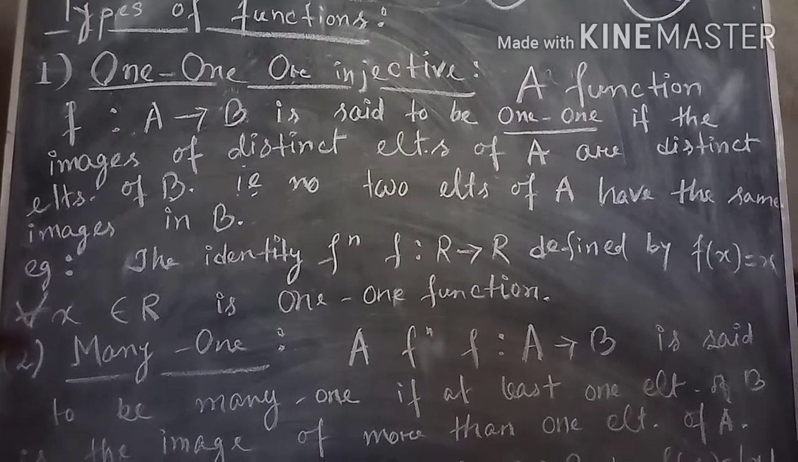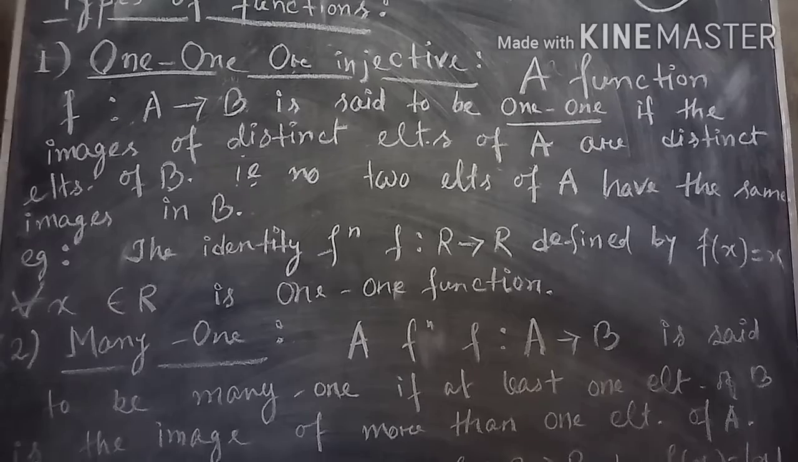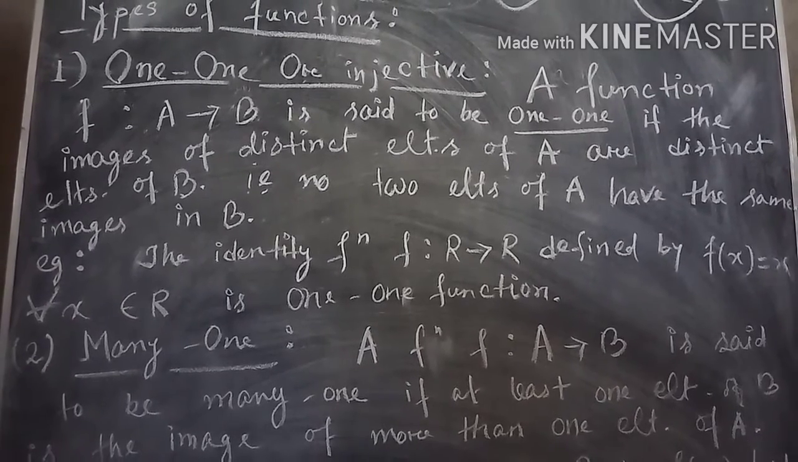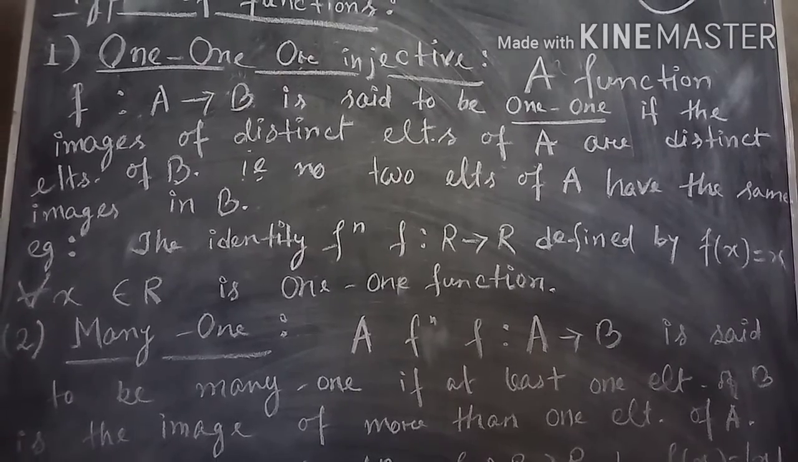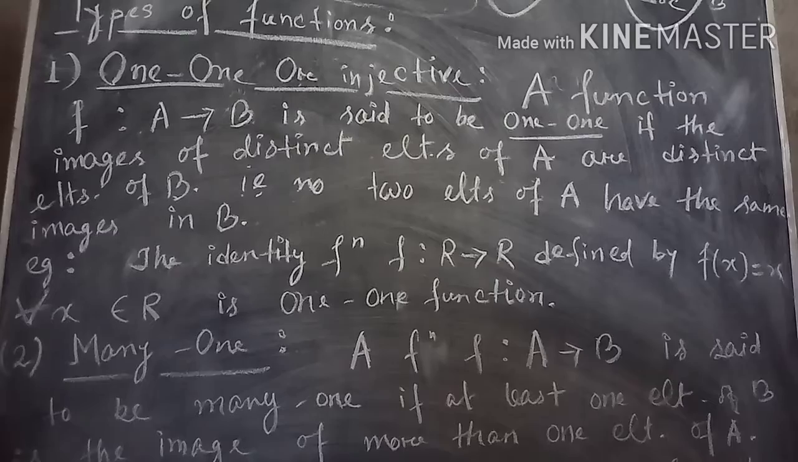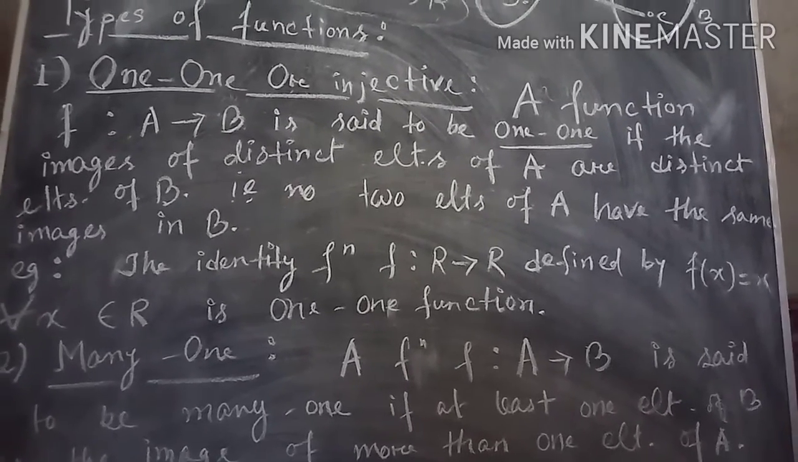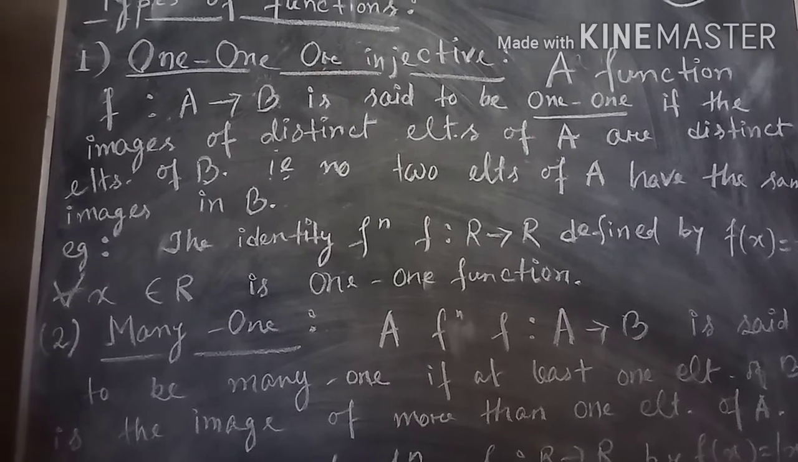Here is the example: the identity function f from the set of real numbers to the set of real numbers defined by f of x equal to x for all x belongs to the set of real numbers is a one-one function. So the identity function f of x equal to x for all x belongs to R is an example of a one-one function.